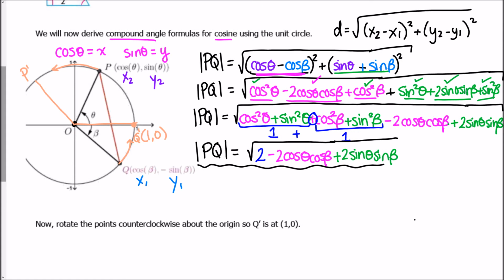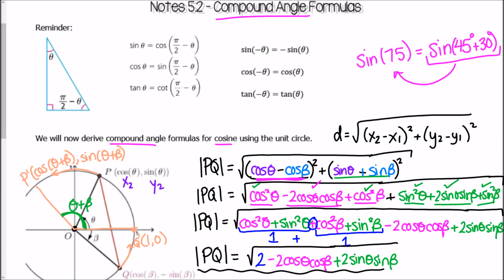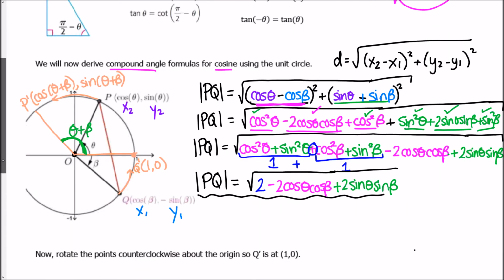And since this is my new P prime right here, if you guys notice, this angle right here is equal to this angle right here. They're the exact same size, okay? So that means that this angle right here is going to be equal to angle theta plus angle beta, okay? Which means that this coordinate that I have up here is going to be equal to cosine of theta plus beta, and then sine of theta plus beta. And that's going to help us get to our compound angle formula here, okay?